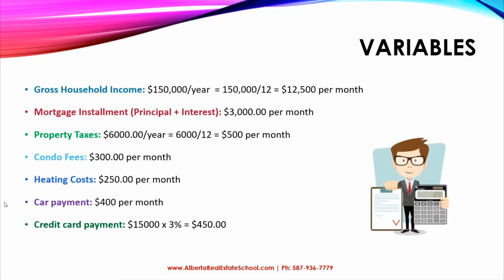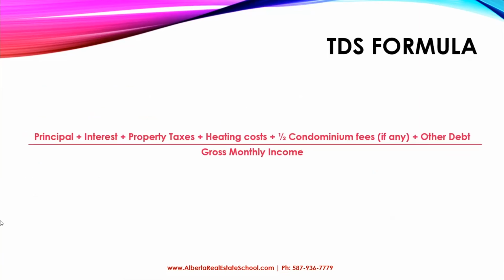And our credit card payment, in this case, the outstanding balance is $15,000. We take that and we multiply by 3%, and that gives us $450. So this will be the total payment on the credit card. Looking at our TDS formula once again, it's principal plus interest plus property taxes plus heating costs and half of condominium fees plus other debt. And we'll divide that by gross monthly income.